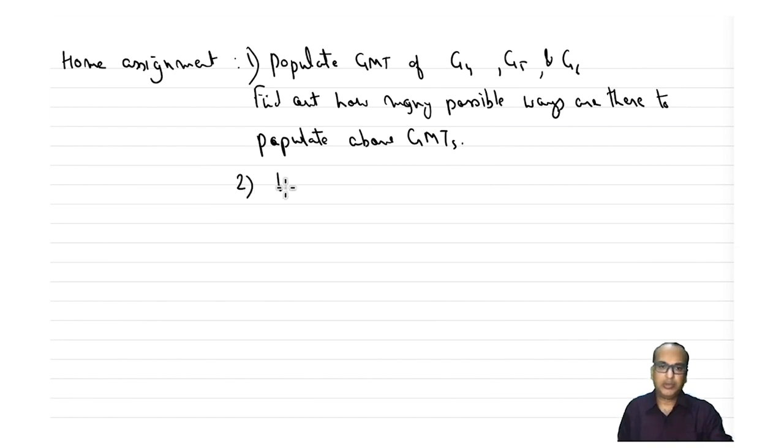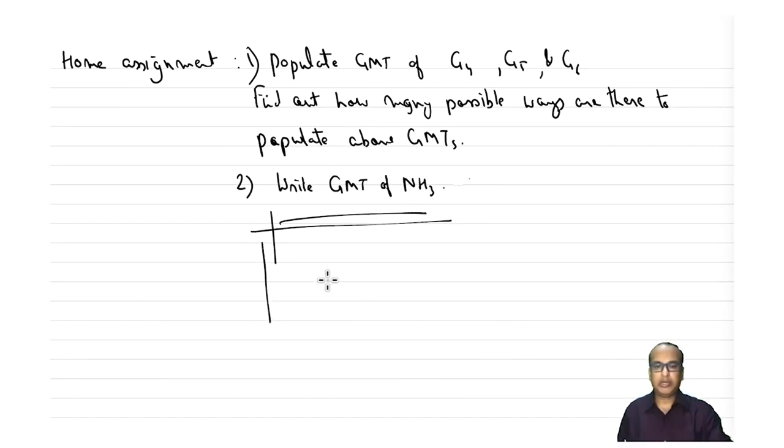Also write the GMT of NH3. Try to find out what the point group is and what the symmetry operations are. What you have to do is list down all the symmetry operations here, list down all the symmetry operations here, and then find all the products of these symmetry operations to populate the GMT. I'm not going to tell you the order or what the symmetry operations are, so you try to exercise it. Certain products will be easier to fill, while for certain products you will have to actually carry out all the operations and do it.